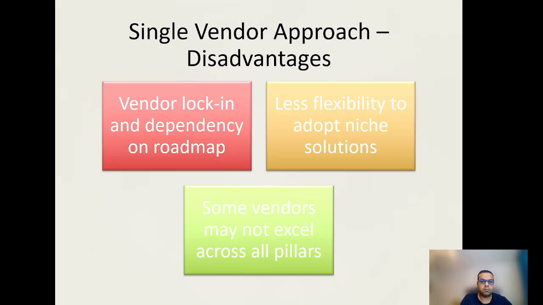Vendor lock-in and dependency on one roadmap, that is one of the key disadvantages when it comes to the single vendor zero trust approach. Less flexibility to choose specialized tools. Some platforms may not excel equally across all zero trust pillars. For example, let's take an example of Microsoft.